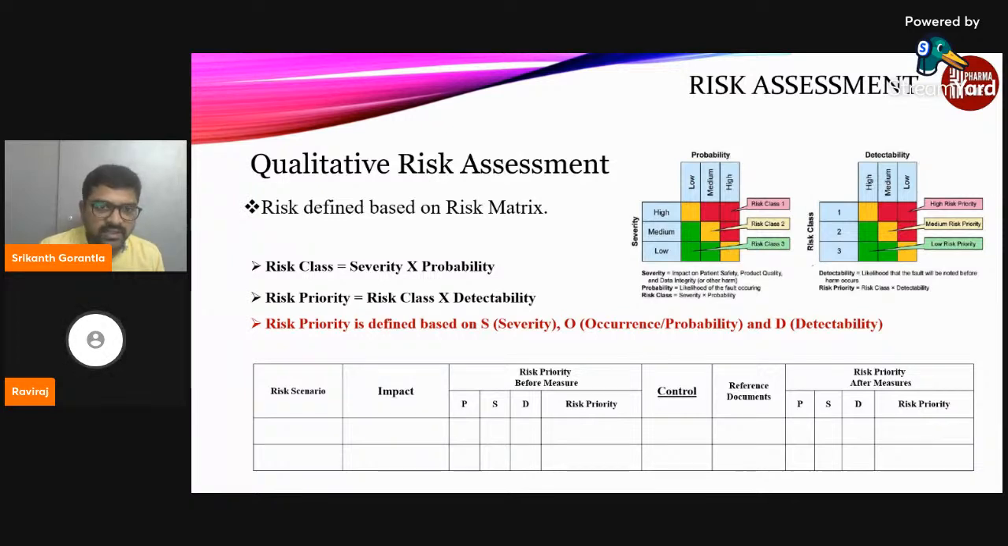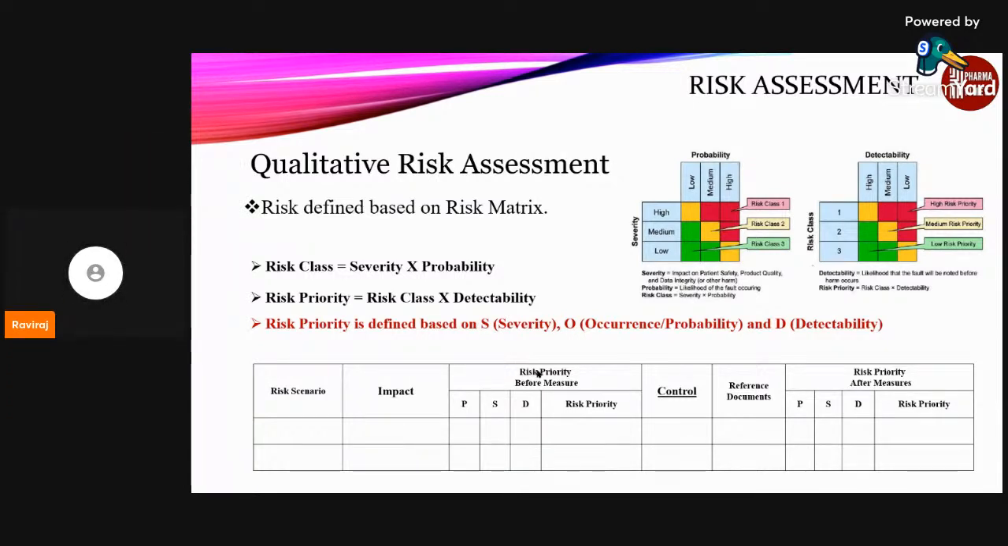Okay. So qualitative risk assessment is defined before the measures, meaning before we verify the controls, and after measures, meaning after the controls are verified during validation activity. So I will give you one example of it.